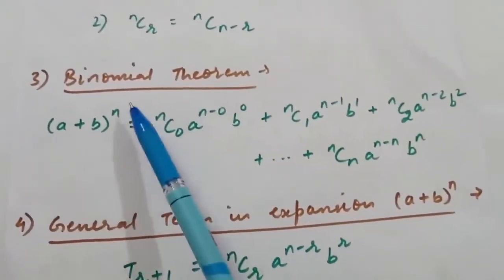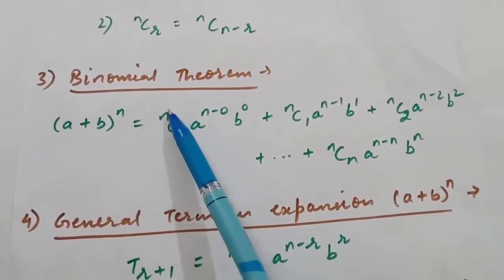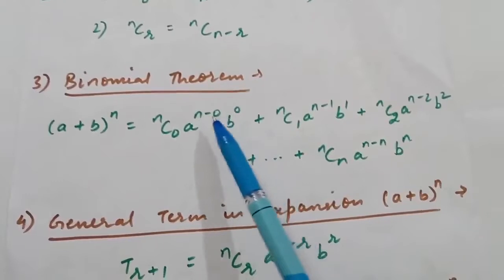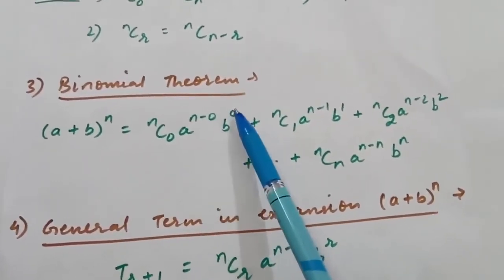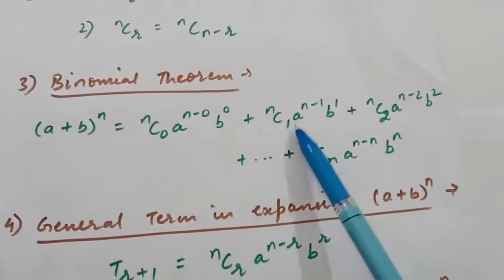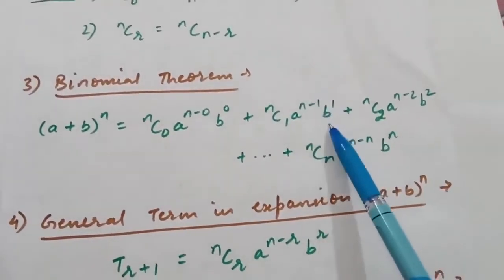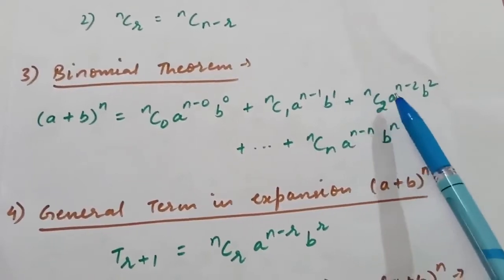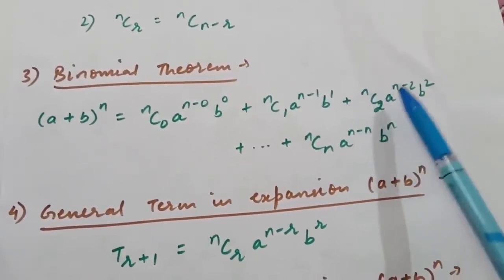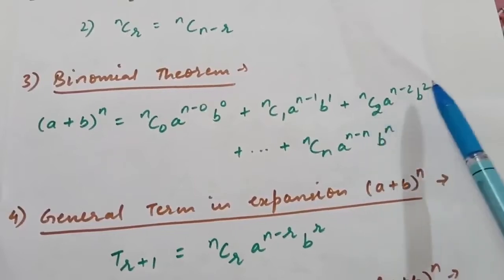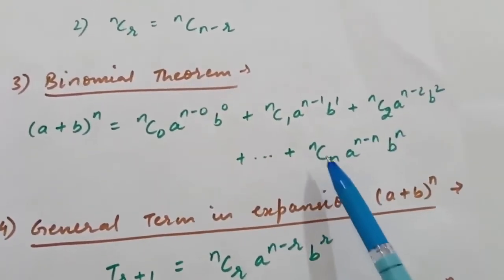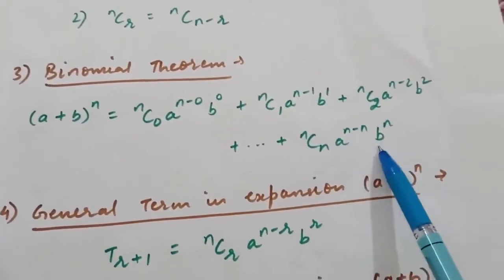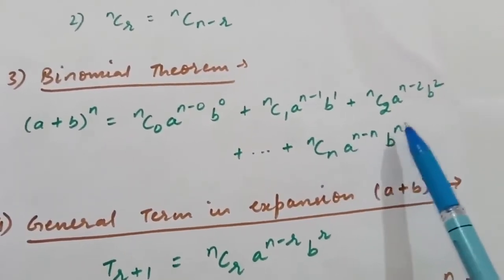Then this is the binomial theorem. (a plus b) whole raised to the power n is equal to nC0 a raised to the power n minus 0, that is n, into b raised to the power 0, plus nC1 a raised to the power n minus 1 into b raised to the power 1, plus nC2 a raised to the power n minus 2 into b squared, and so on. The last term will be nCn a raised to the power n minus n, that is 0, into b raised to the power n.